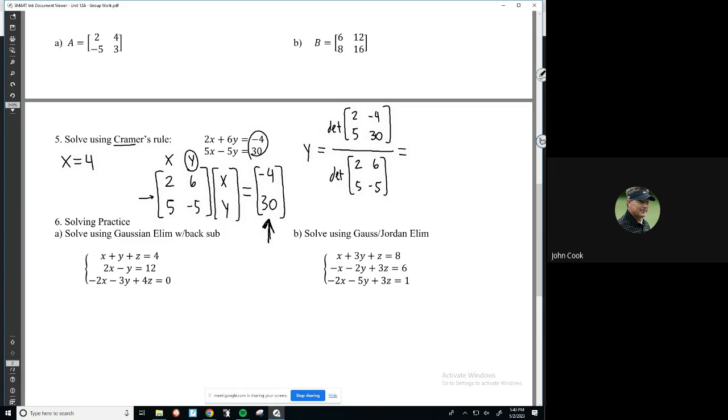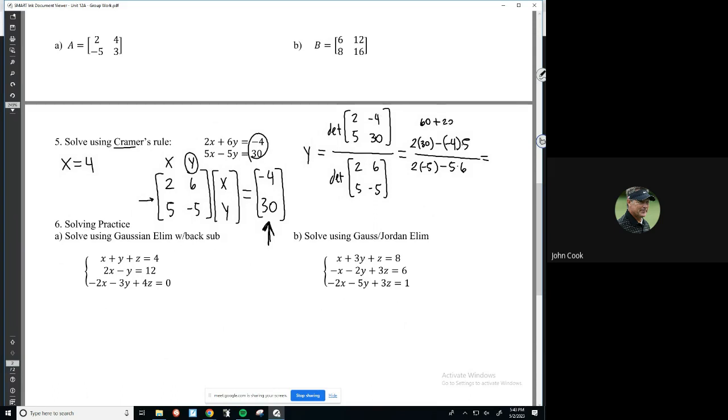Okay, so let's get these values worked out. So we do the determinant. Do the corner ones, 2 times 30, and then minus, and then it's going to be a -4 times 5. And then in the bottom, that's 2 times -5, and then minus 5 times 6. Let's see what we get there. So that's 60 minus, or wait, actually plus 20, which is 80. So 80 goes in the top. And then in the bottom, we've got -10 and -30. So that's going to be -40 again.